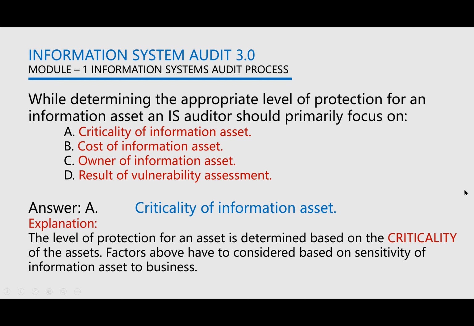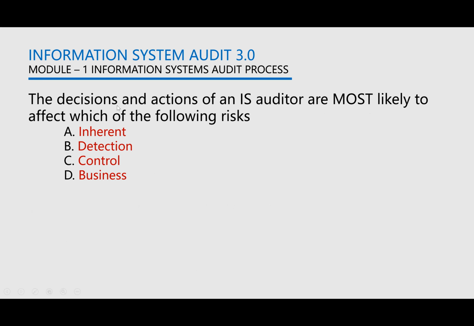Now we talk about the list. We are about to conclude in another five minutes. The decisions and actions of an IS auditor are most likely to affect which of the following risks? You should answer this. You should be able to do that.